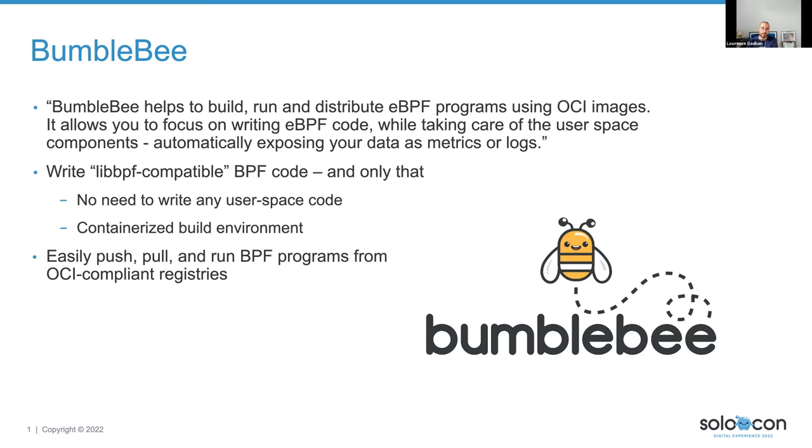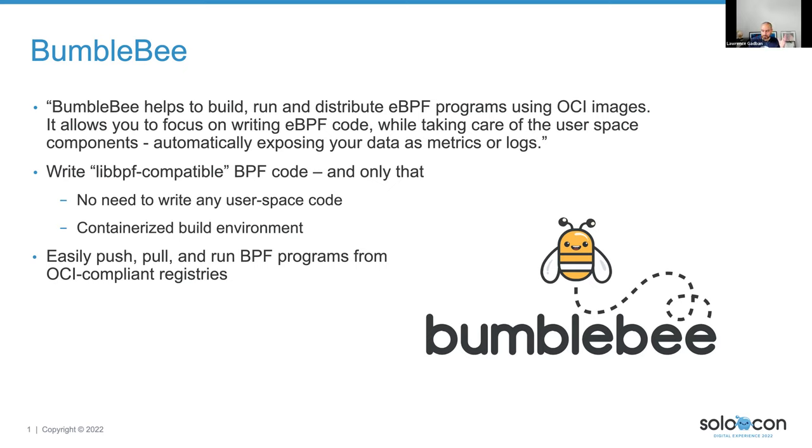And so libbpf, which is the in-tree, in-kernel library, is trying to abstract away some of that and allow you to write BPF programs that can run on any version of the kernel that supports BTF, which is BPF Type Format. With Bumblebee, we saw that as an opportunity to help simplify the developer experience even more. So Bumblebee depends on libbpf, and what we try to do is allow you to write libbpf compatible code and only that.